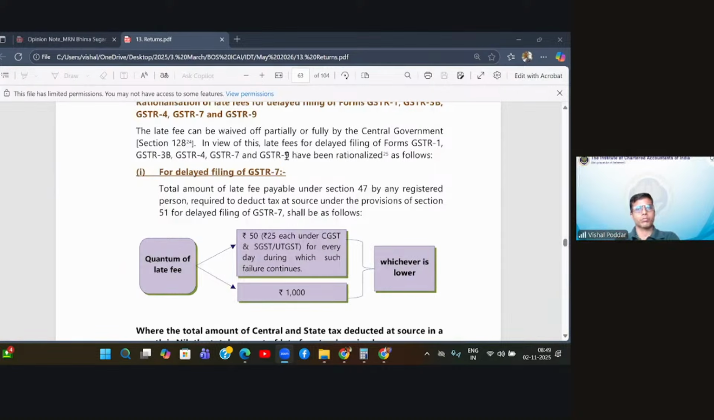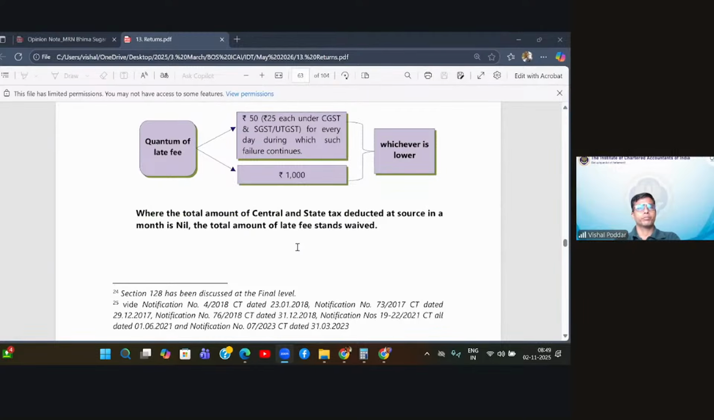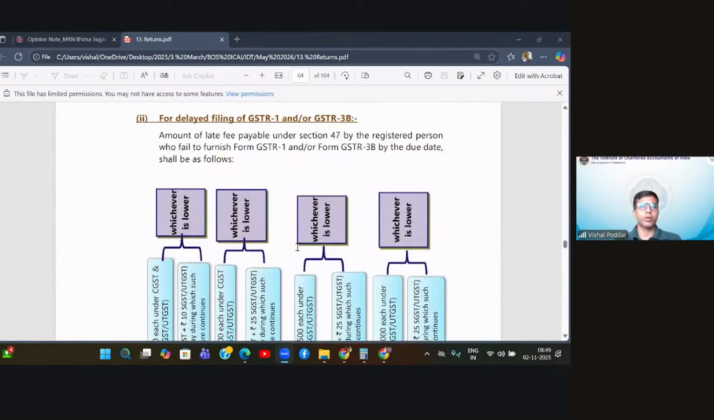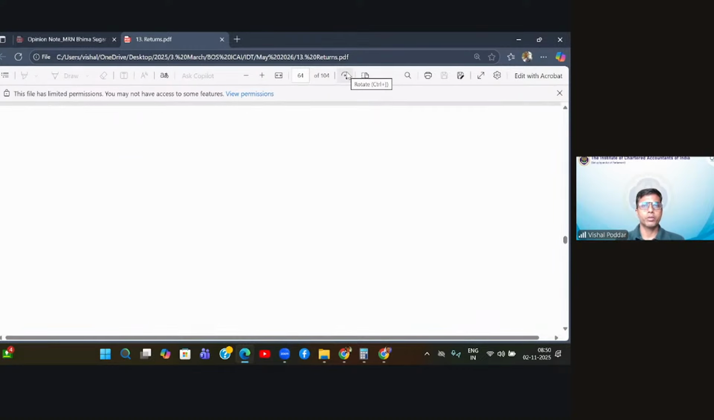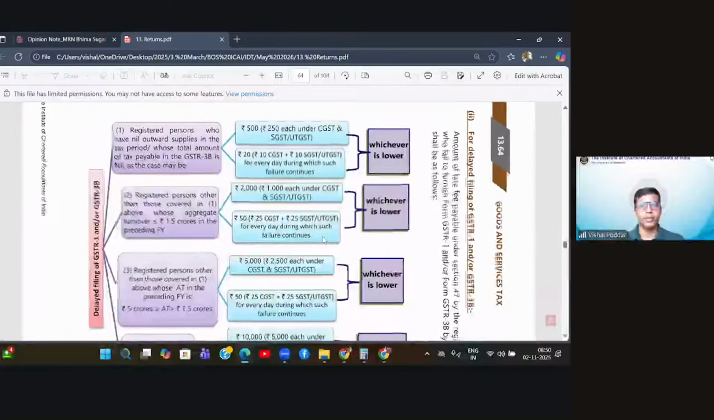Rupees 50, that is 25 each under CGST and SGST, for every day during which such default continues, or 1000, whichever is lower. Where the total amount of central and state tax deducted at source in a month is nil, the total amount of late fee stands waived. Now, this is important because the late fee that we studied above of 100 per day per Act is now no more applicable because we have this. Yeah, please read.